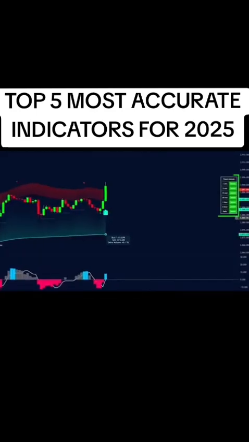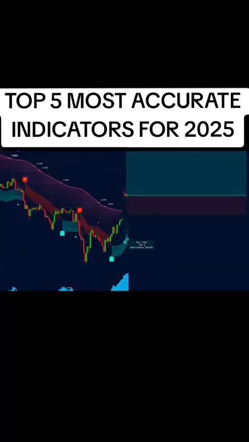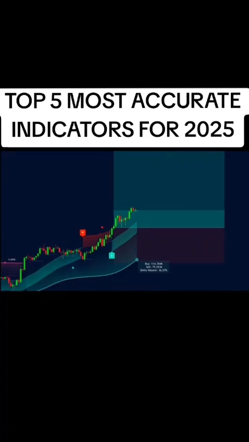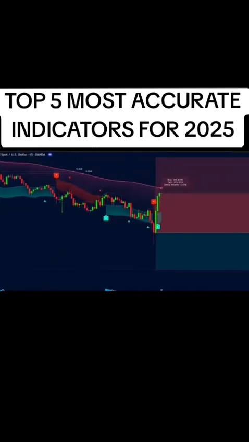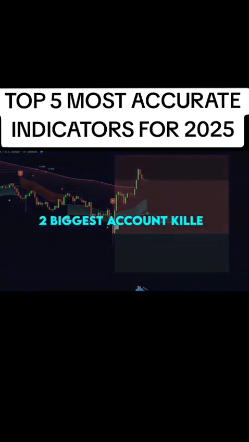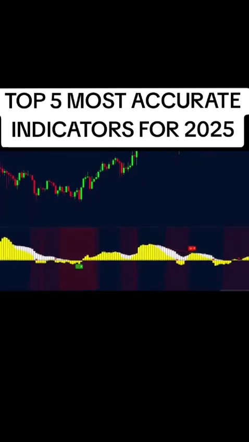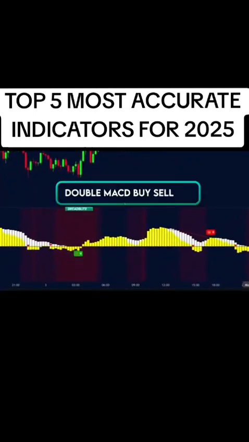At this point, you have a powerful system for finding high probability trades. But even perfect entries can become losing trades without proper management. Without systematic exit rules, emotions will creep in, causing you to take profits too early or hold losers too long. The two biggest account killers in trading. This is precisely why we complete our system with our fifth and most powerful indicator, double MACD buy sell.